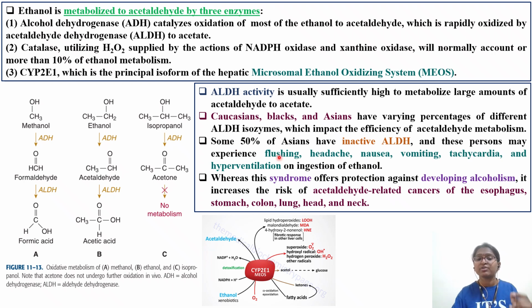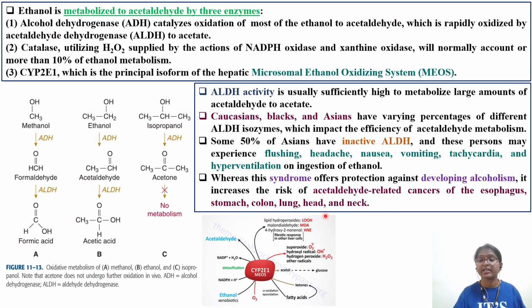If you look at Asians, some 50% of Asians have ALDH that is in an inactive form. These persons have more flushing, more headache, more nausea, more vomiting, tachycardia, and hyperventilation when compared to Caucasians or blacks. This inactive ALDH is often a double-edged sword. It prevents that individual from developing alcoholism, but because of the excessive formation of acetaldehyde, it increases the risk of acetaldehyde-related cancers. What are those? Esophagus cancer, stomach, colon, lung, head, and neck.